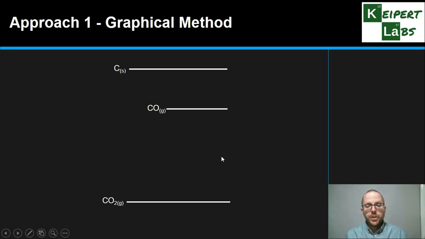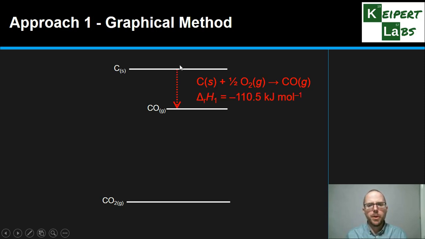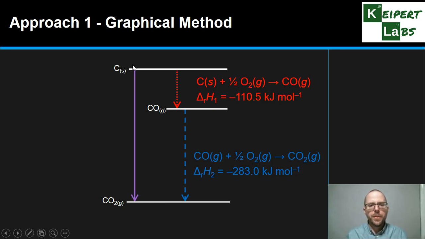Okay, and so we're going to show you these two methods that we just introduced before. The first one being the graphical method. So we've got carbon, carbon monoxide, and then carbon dioxide. Okay, so the first step is the formation of carbon monoxide, delta H1. The second step is this formation of carbon dioxide from CO. So this is delta H2. But then we can see, looking at this approach, that if we just jump straight from one to the other, going from carbon to carbon dioxide, we end up with a delta H value, delta H3, of minus 393.5, which is the same as adding these two numbers together.